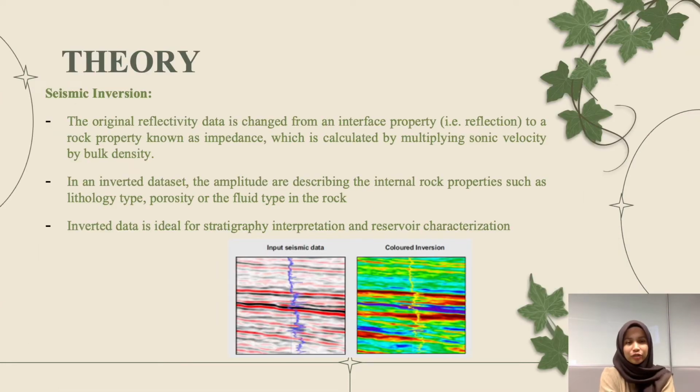So this is the theory of the seismic inversion. Seismic inversion is where the original reflectivity data is changed from an interface property to a rock property known as impedance, which is calculated by multiplying sonic velocity by bulk density. In an inverted data set, the amplitudes describe the internal rock properties such as the lithology type, porosity, or the fluid type in the rock. Inverted data is ideal for stratigraphy interpretation and reservoir characterization.